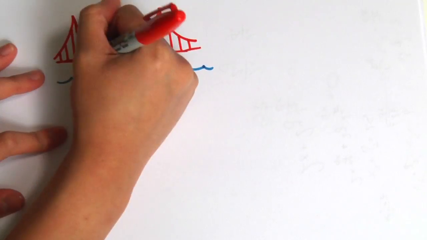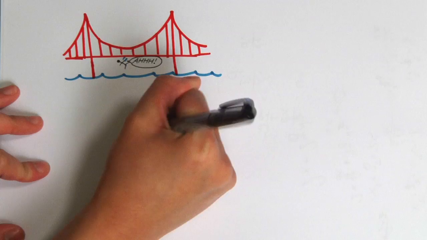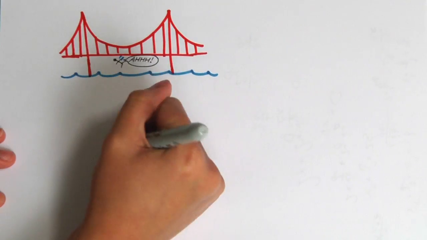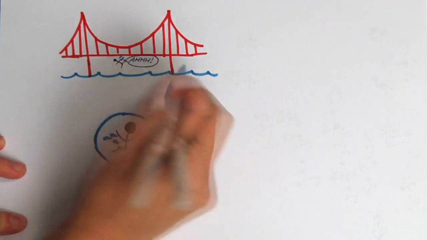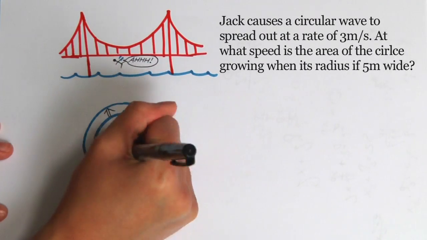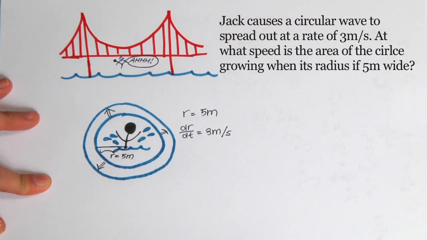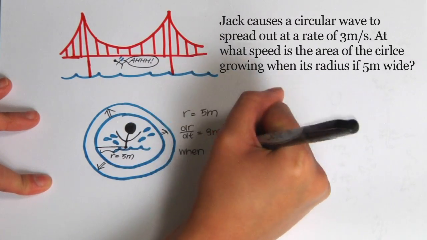For example, the day after the Calc AP test, Ms. Proksch decides to take the entire class on a field trip to the Golden Gate Bridge to study the parabolic nature of the cables. When Jack leans over the edge of the railing, Ms. Proksch accidentally steps backwards without seeing him and knocks him over the edge. When Jack hits the water, he causes a circular wave to spread out at a rate of 3 meters per second. At what speed is the area of the circle growing when its radius is 5 meters wide?